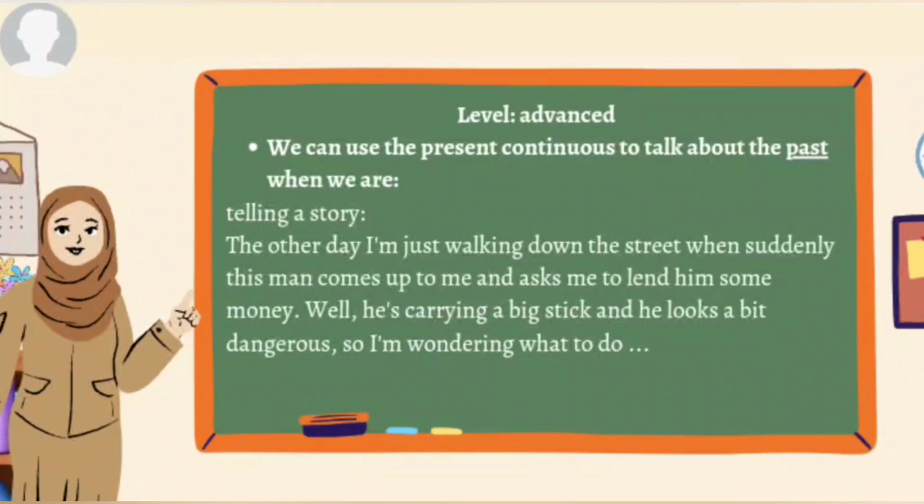Level advanced. First, we can use the present continuous to talk about the past when we are telling a story. For example, the other day I'm just walking down the street when suddenly this man comes up to me and asks me to lend him some money. Well, he's carrying a big stick and he looks a bit dangerous, so I'm wondering what to do.